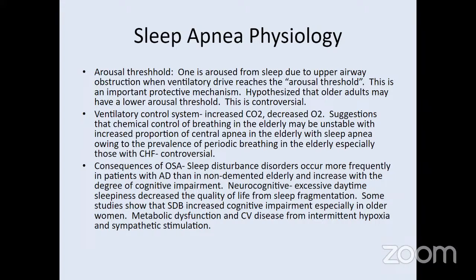than in non-demented elderly and increase with the degree of cognitive impairment. So, neurocognitive: excessive daytime sleepiness decreases the quality of life from sleep fragmentation, and some studies show increased cognitive impairment, especially in older women. Also metabolic dysfunction and cardiovascular disease from intermittent hypoxia and sympathetic stimulation.